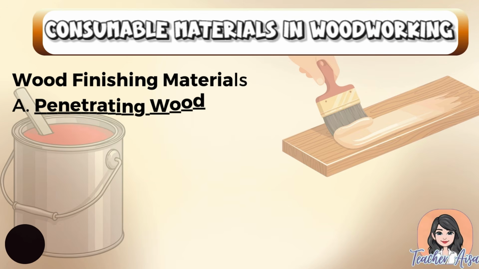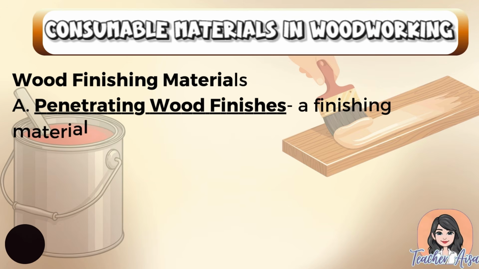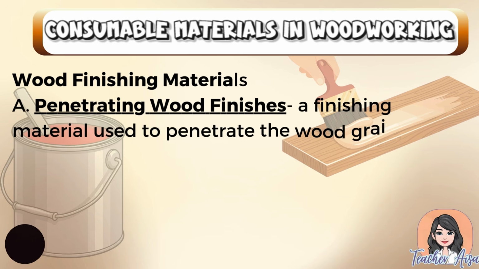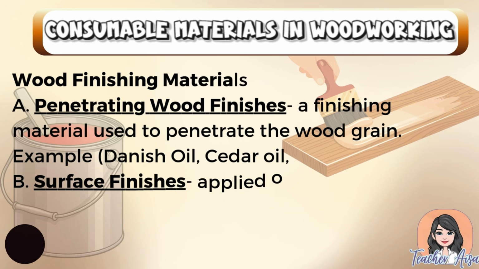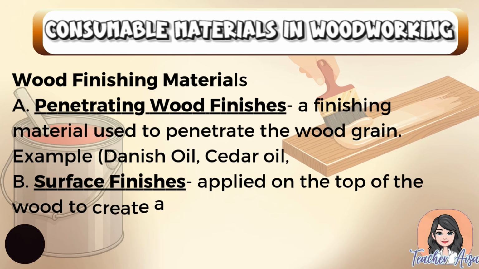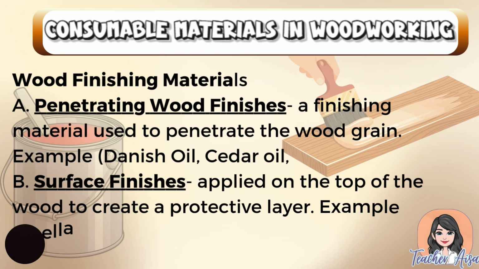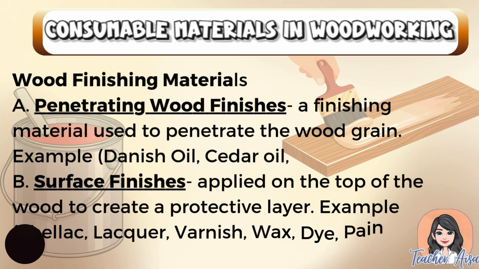Consumable materials in woodworking. Wood finishing materials protect wood and enhance its appearance. Penetrating finishes soak into the wood grain for internal protection, while surface finishes form a protective layer on top. Both help improve durability and aesthetics. Example: shellac, lacquer, varnish, wax, dye, paint.